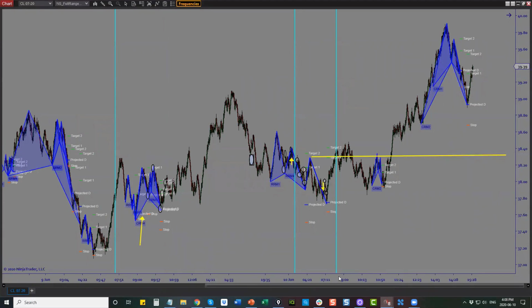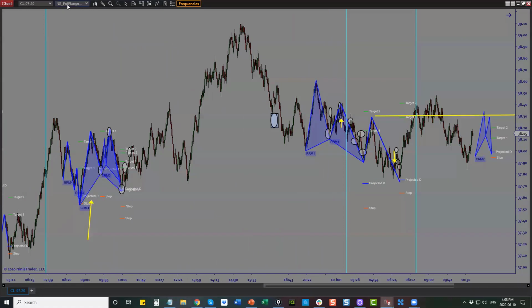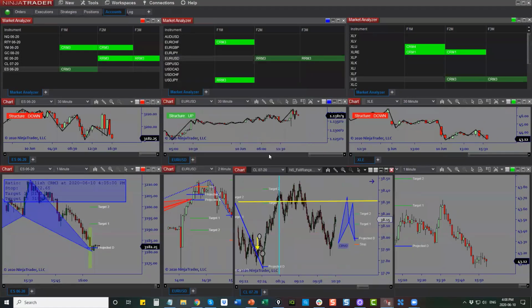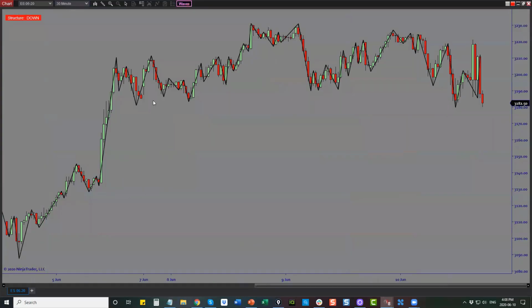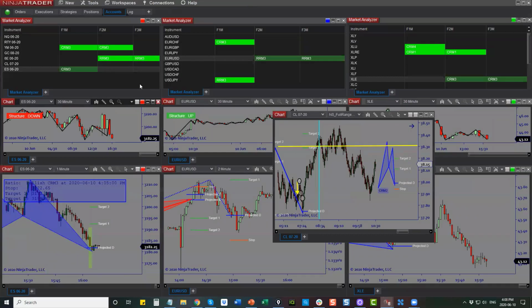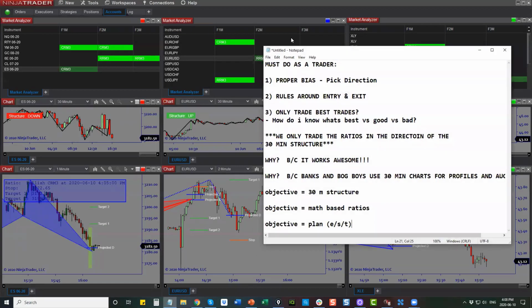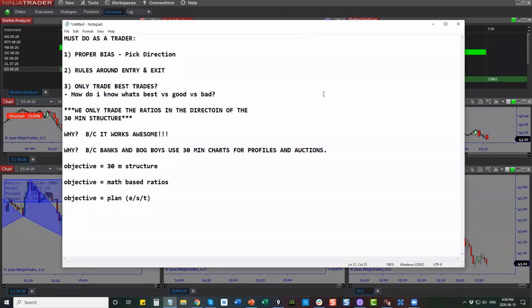Now, the thing about range bars is it depends on your bias. So when you ask me why am I using a 30-minute chart for scalping? I'm not using a 30-minute chart for scalping. I'm using a 30-minute chart for directional bias, okay? I'm using a 30-minute chart to tell me which ratios, which side I want to be trading. I want to know, am I a buyer or am I a seller? If you just pick every single trade, there's no edge to that. You need to pick a bias. That's why I like to stay on the right side of the higher time frame.